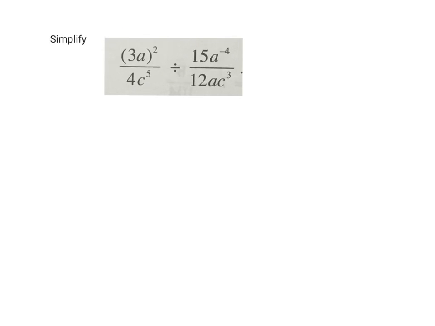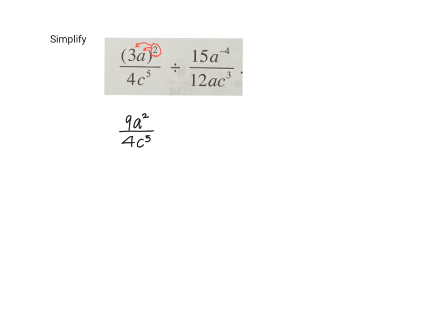Simplify the following. So first we will have the numerator. This is 3a whole thing squared. So the square needs to apply to 3 and a. And we will get 9a squared over 4c to the power 5.